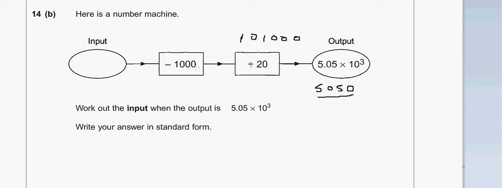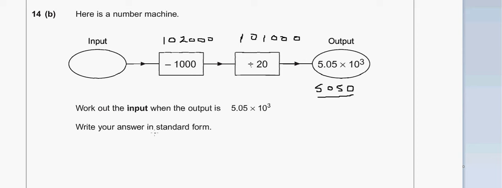Now here it says to take away 1,000, so we're going to add 1,000. So this at this point would be 102,000. Yeah, because we've got 101,000. So if we are going to add 1,000, we would have 102,000. So this is the number that we would put in here.